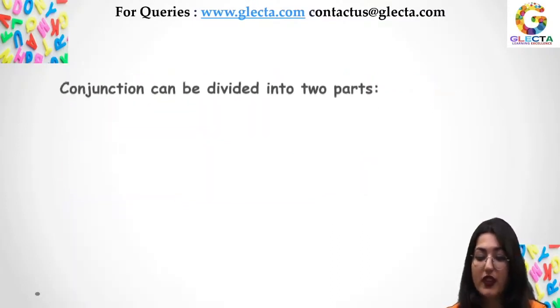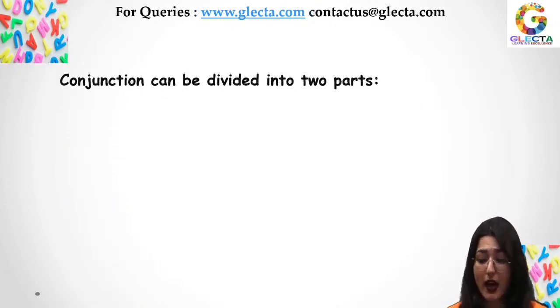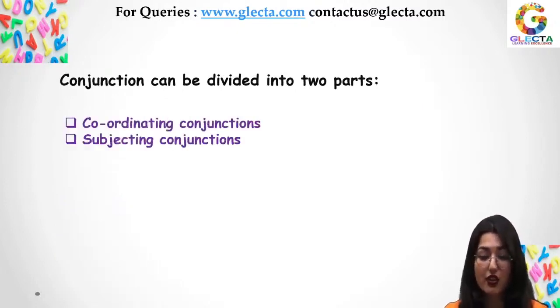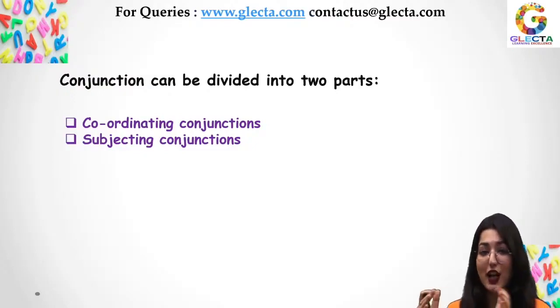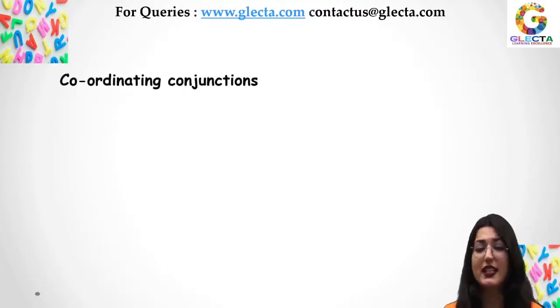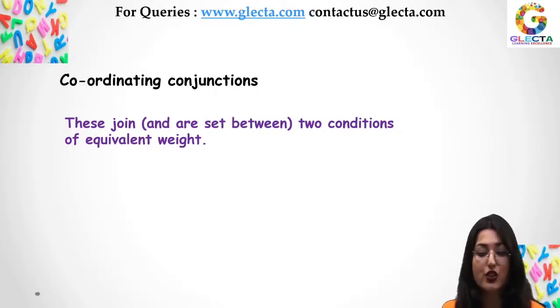Next, conjunctions can be divided into two parts: coordinating conjunctions and subordinating conjunctions. Now, let's get started with coordinating conjunctions. These join two conditions of equivalent weight. We have to understand that coordinating conjunctions join two conditions of equivalent weight.